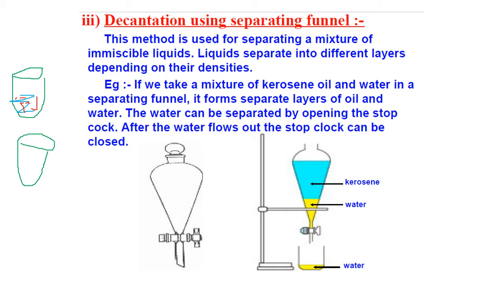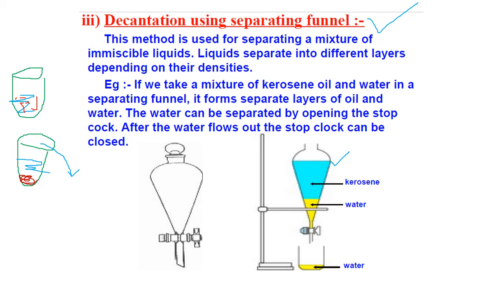The soil will settle down at the bottom and the clear water will be in the upper part. You can easily take this clear water out slowly. This process is called the decantation process. But here we are going to use a separating funnel. So this is the separating funnel.